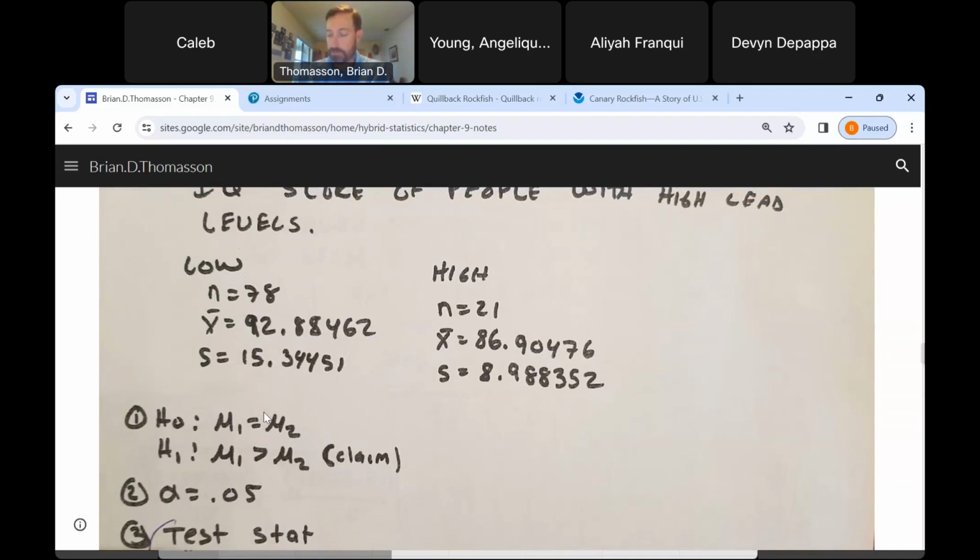I'm writing all these numbers down so I can bring in the StatCrunch. So we have our N of 78, our mean of 92 and change, and a standard deviation of 15 and some change. And then the high lead levels, we have N of 21, mean of 86 and some change, and standard deviation 8.9, 88352. Okay, so let's see where we go.